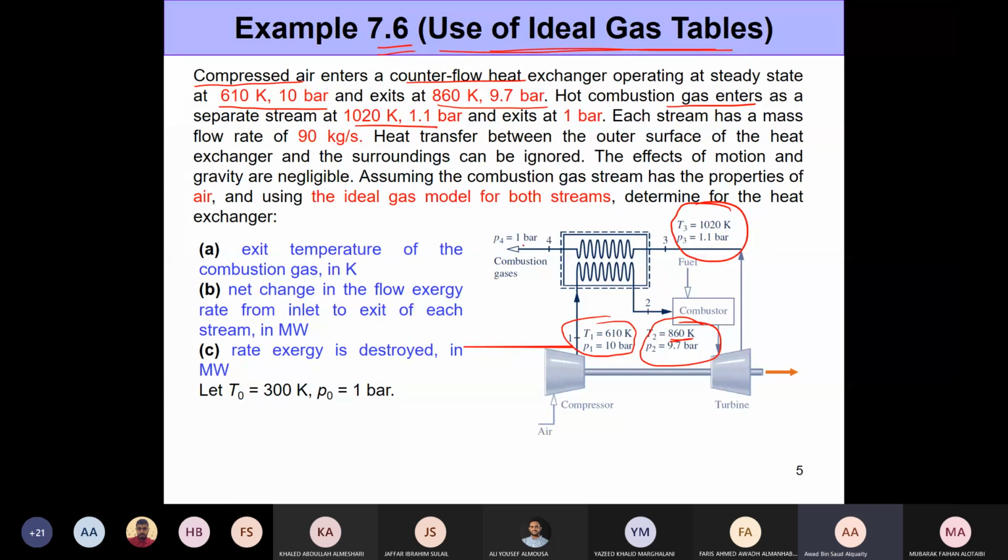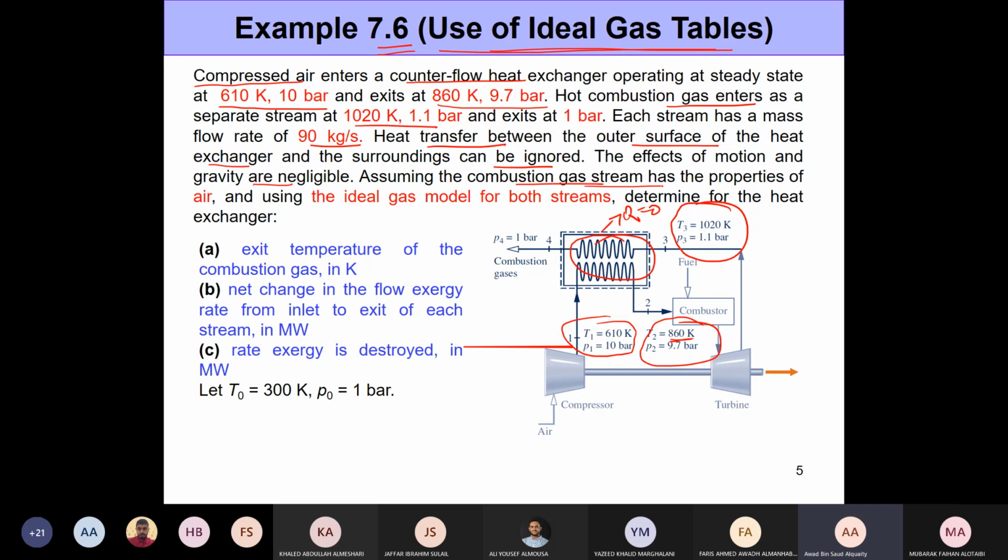Each stream has a mass flow rate of 90 kilograms per second, so we know the mass flow rate already. The heat transfer between the outer surface of the heat exchanger and the surroundings can be ignored. So effectively, there's no heat loss from the heat exchanger to the surroundings, so Q is 0. But there is, of course, heat transfer happening between these two streams, which is why we have the heat exchanger. The effects of motion and gravity are negligible as always.